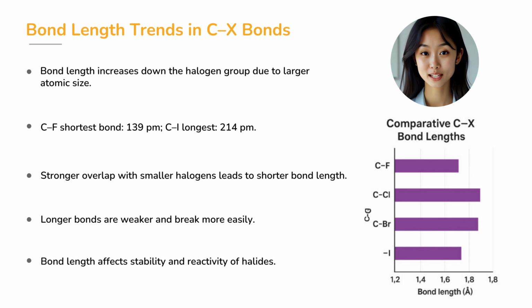Notice how the bond lengths increase as we move down the group from fluorine to iodine. Shorter bonds, like the carbon-fluorine bond, are stronger, while longer bonds, like the carbon-iodine bond, are weaker and more prone to breaking. This trend directly affects the stability and reactivity of these halides, which is shown clearly in the figure.